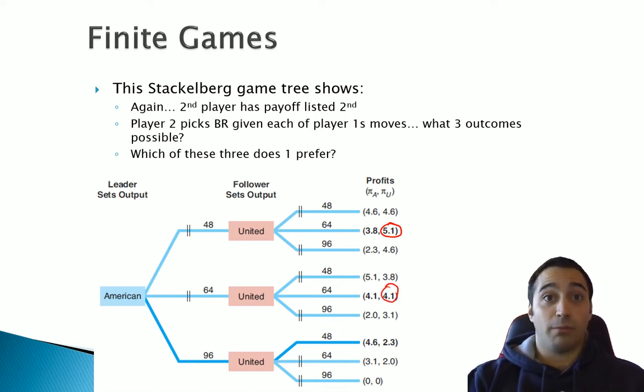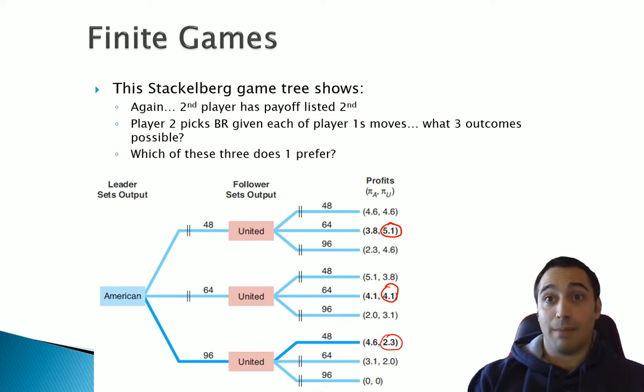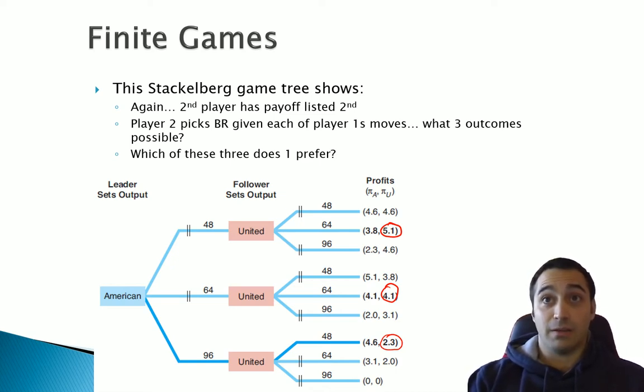And if United ever observed 96, they would choose 48. All right. So we know that these are the 3 choices that would be made by United. This is United's strategy. They would choose 64, 64, and 48, which yield them payoffs 5-1 if 64, 4-1 if 64, and 2-3 if 48.